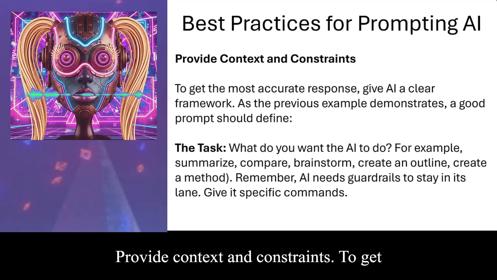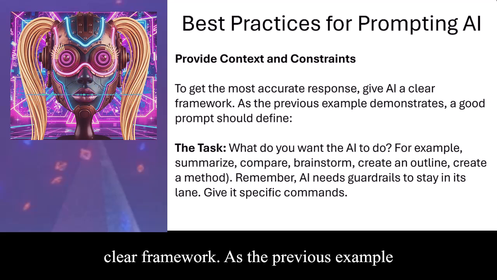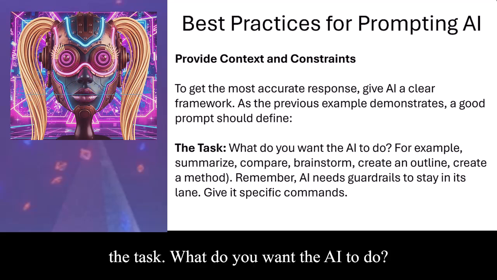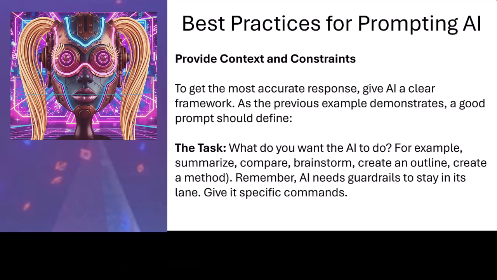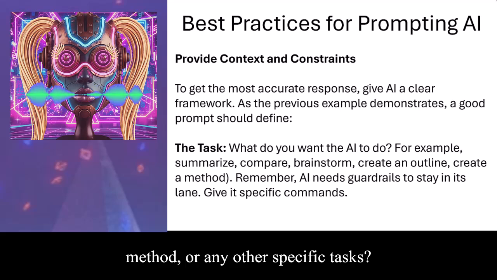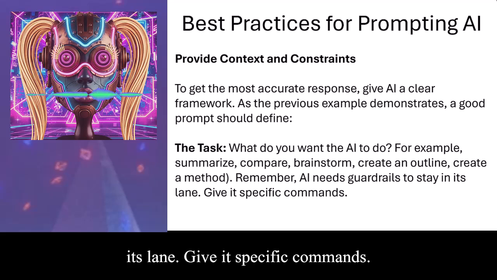Provide context and constraints. To get the most accurate response, give AI a clear framework. As the previous example demonstrates, a good prompt should define the task. What do you want the AI to do? Do you want AI to summarize, compare, brainstorm, create an outline, create a method, or any other specific tasks? Remember, AI needs guardrails to stay in its lane. Give it specific commands.